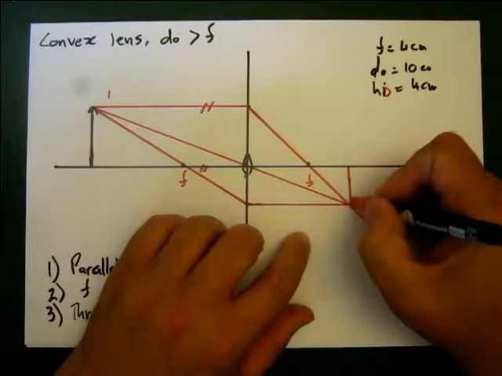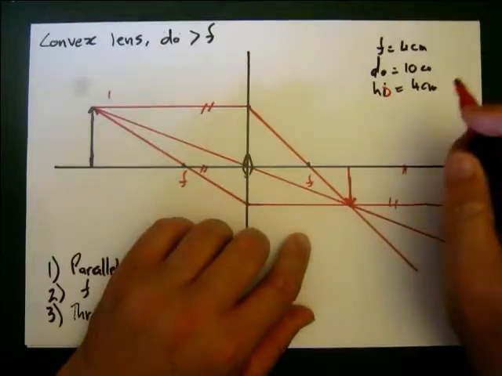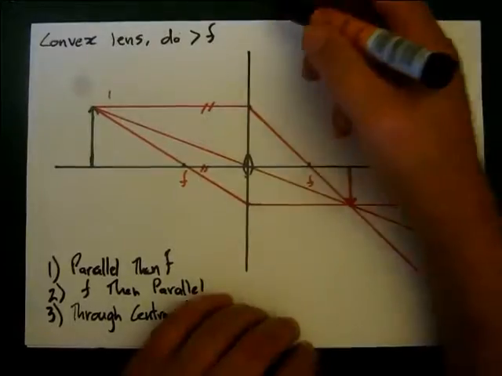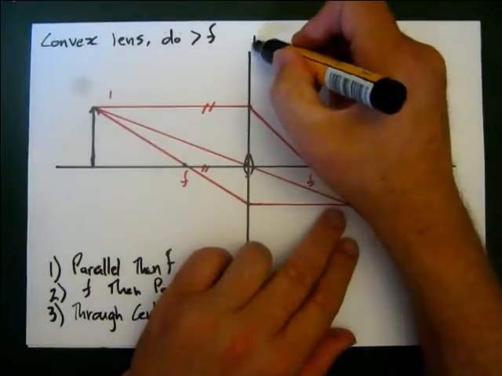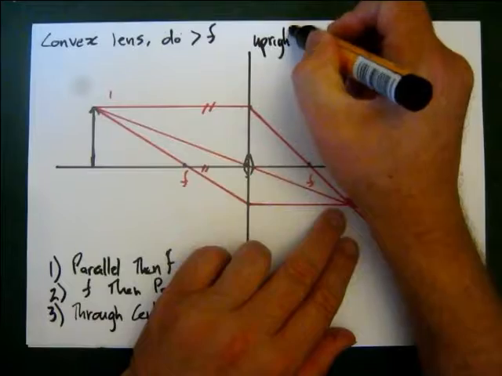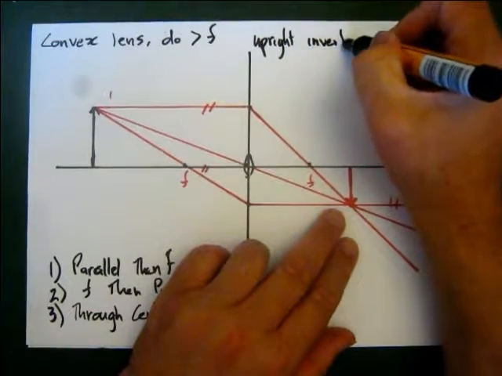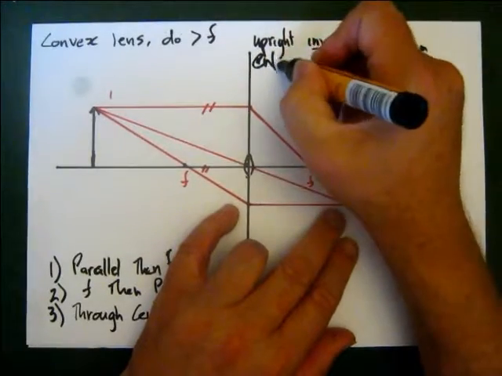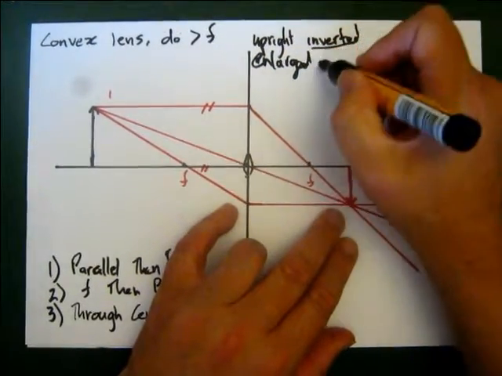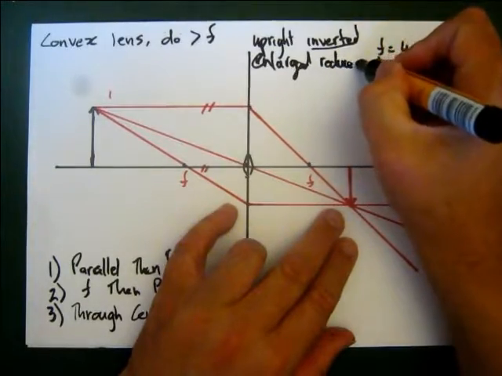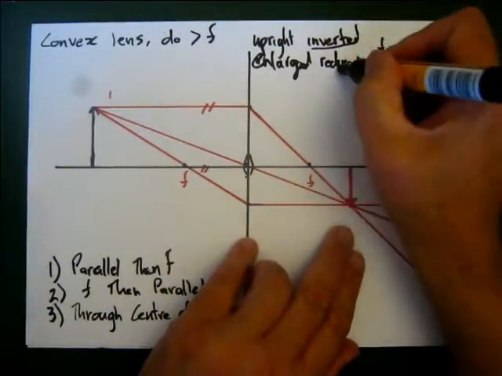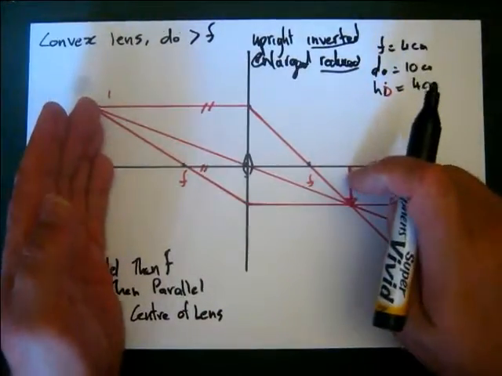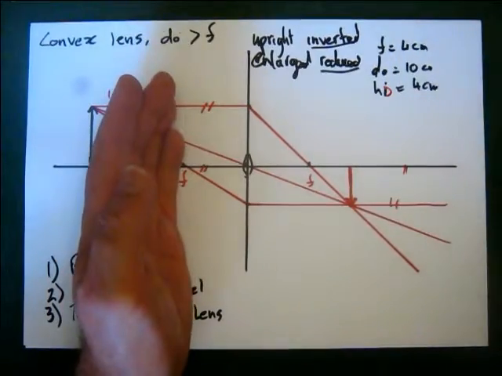The image is going to be here. So what can we say about the image? Well, in this case, the image is, upright or inverted? Looking at that, we can clearly see that it's upside down, so that's inverted. Enlarged or reduced? In this case, it's reduced, but the closer I get to F, the bigger that image is going to get. It can get really large.